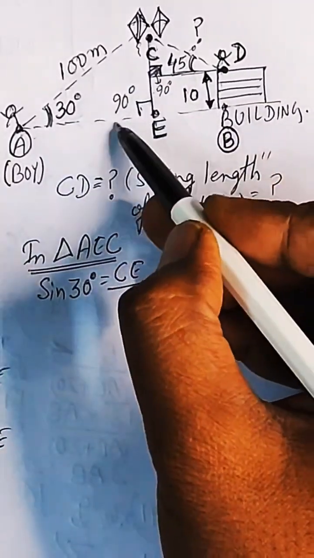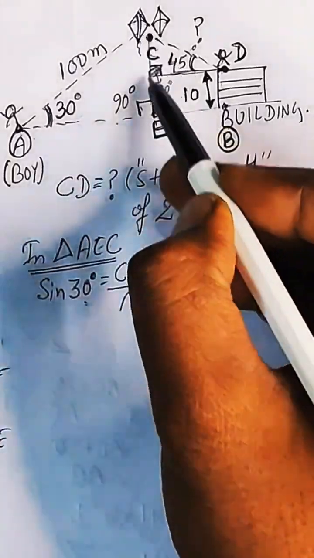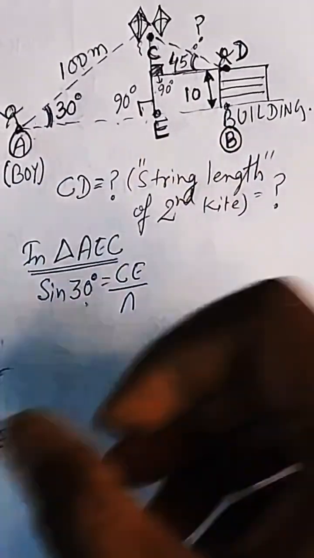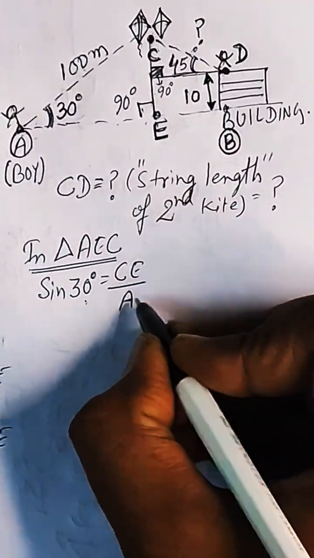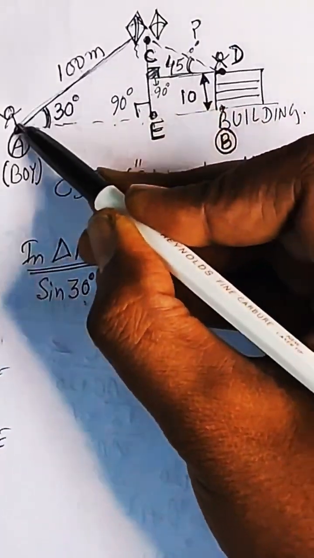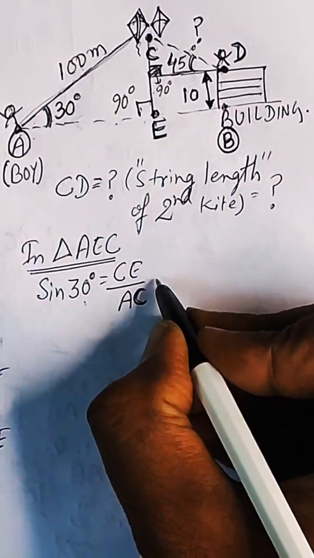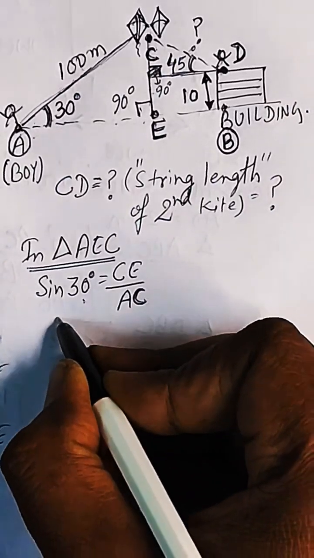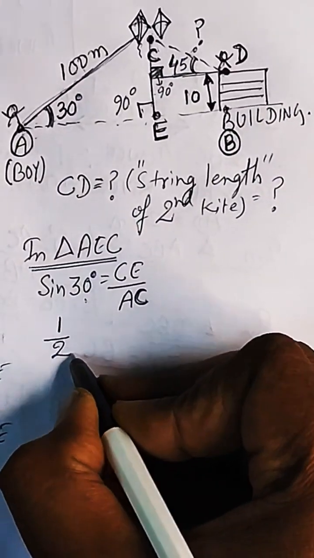No, this will be tan. We are taking sine. Sine is perpendicular by hypotenuse. So it will be CE divided by AC. And what is AC? AC is this one, which is equal to 100. So, my dear friends, this will give you sine 30 degree. Put up the value. Sine 30 is 1 by 2, right?